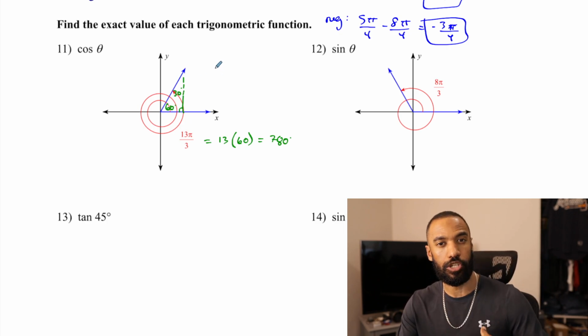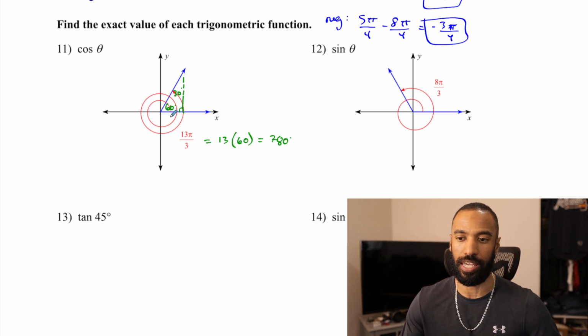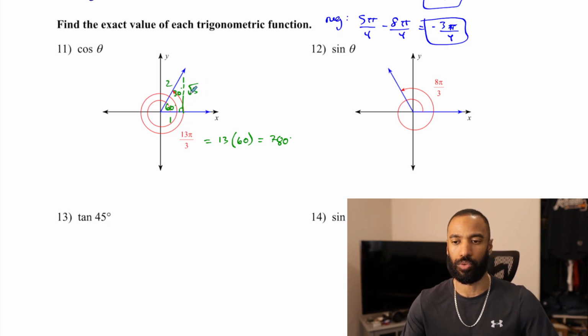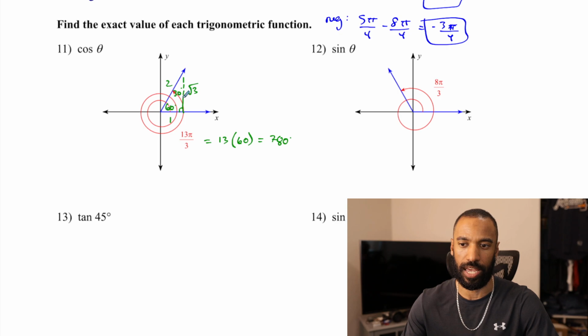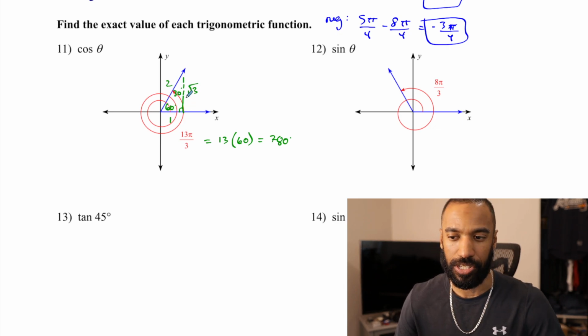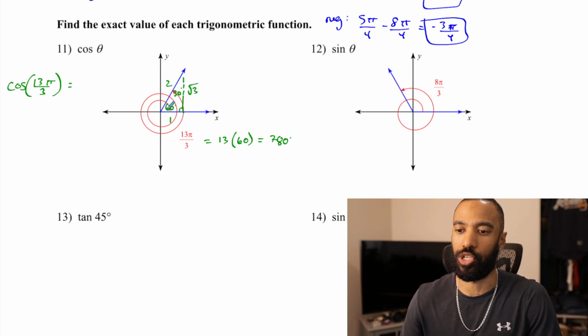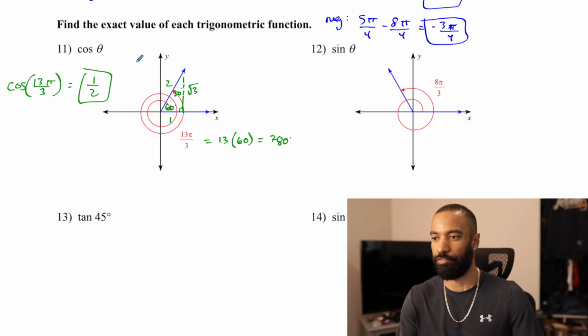My ratio relationship that I build, if you haven't seen my videos, is 1 to 2 to root 3 relationship. Opposite the 30 is the shortest side. Opposite the 60 is root 3 times larger. Opposite the right angle, the hypotenuse, is twice as large. Now, these are all positive because we're in the first quadrant. We have to take the cosine of this. Cosine of our theta, cosine of 13 pi over 3, which is apparently coterminal with pi over 3. That is going to be adjacent over hypotenuse. That is 1/2 right there.